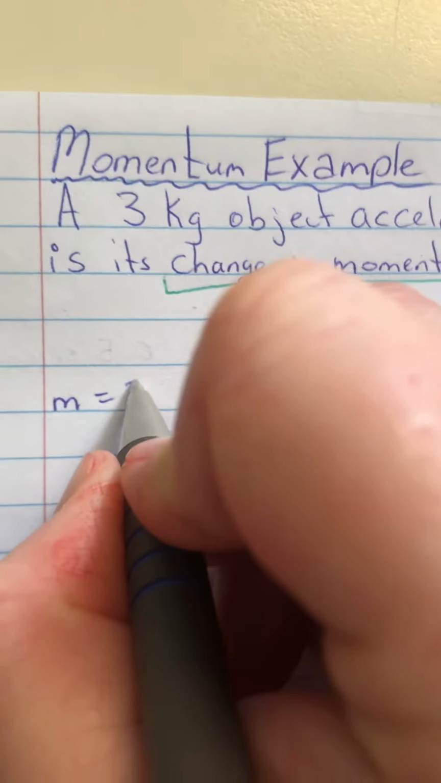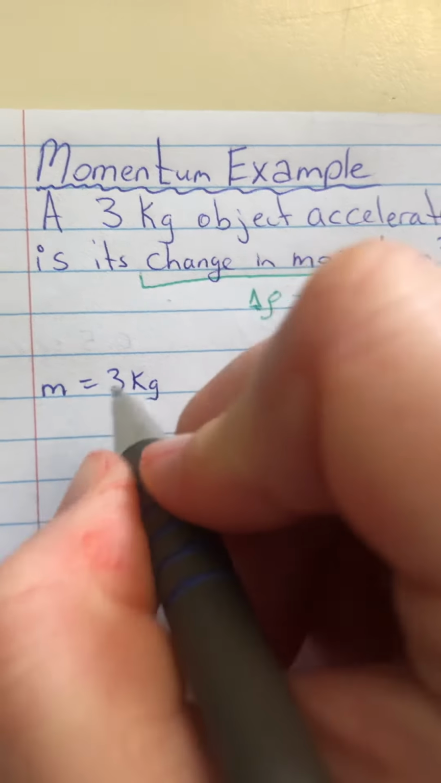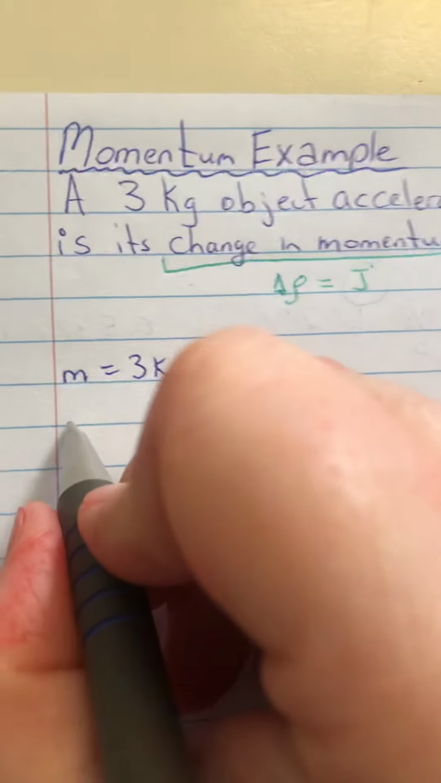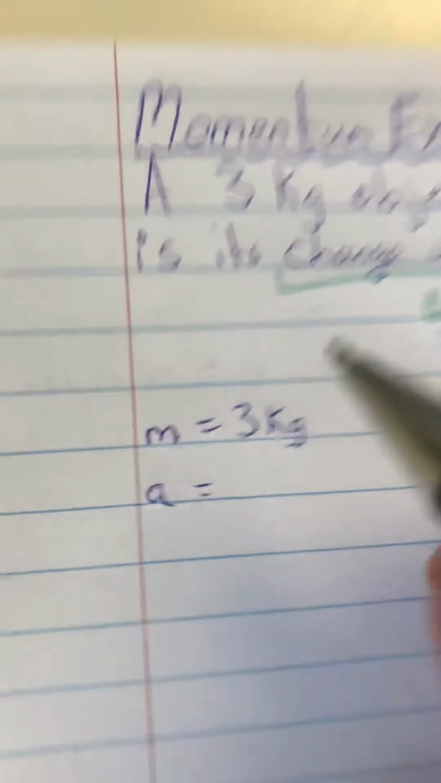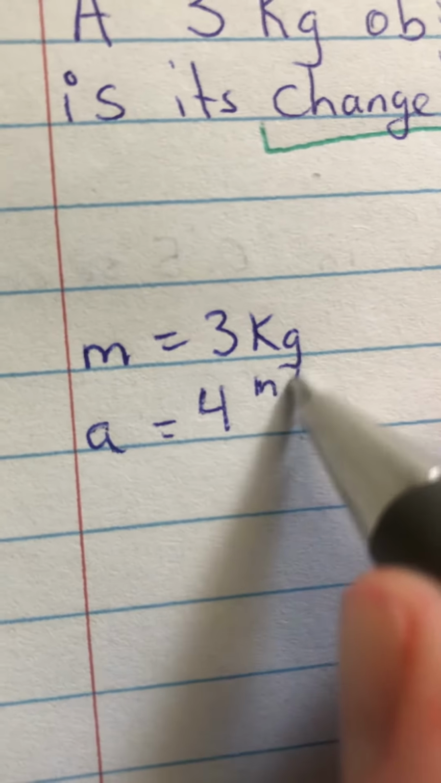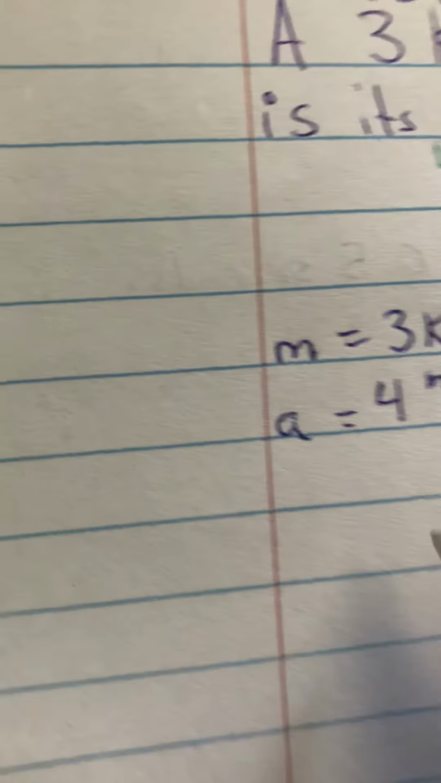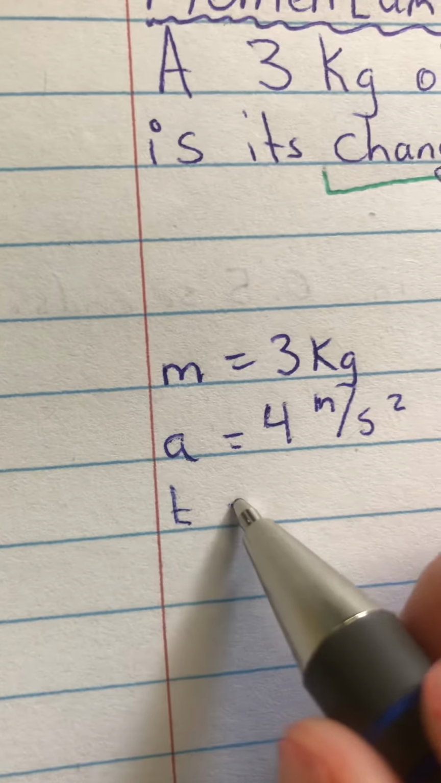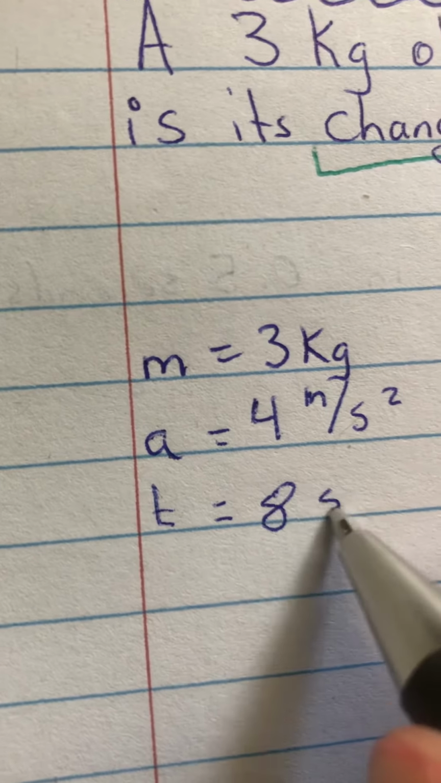So let's write down what we know. We know that the mass is equal to 3 kilograms. We know that the acceleration is equal to 4 meters per second squared. And we know that the time is equal to 8 seconds.